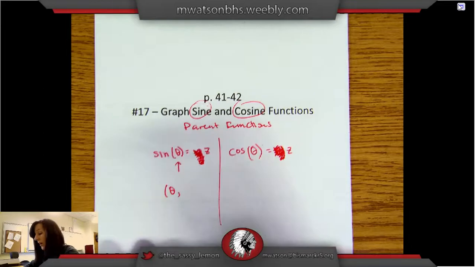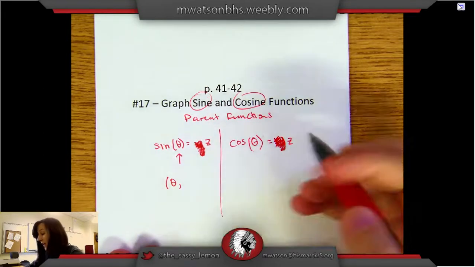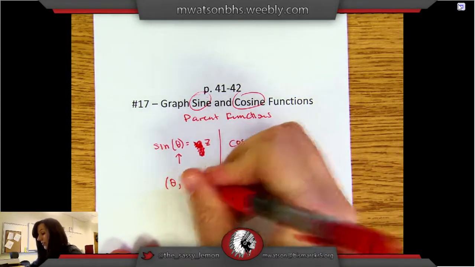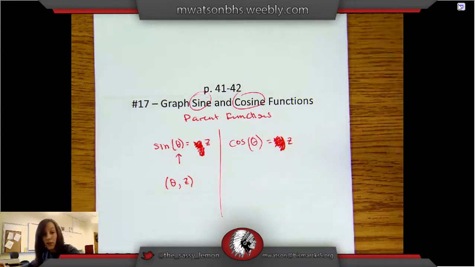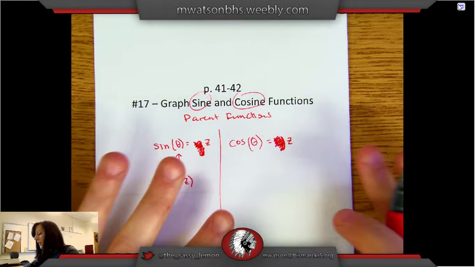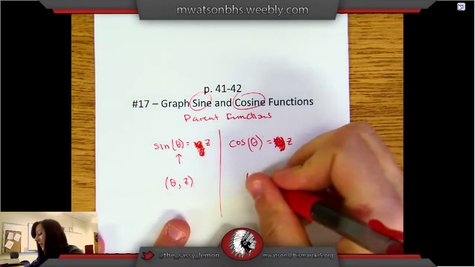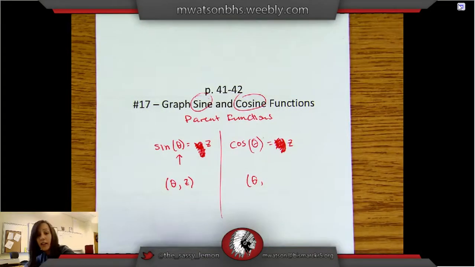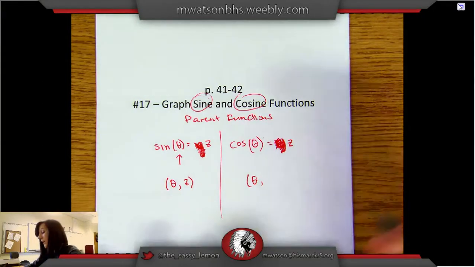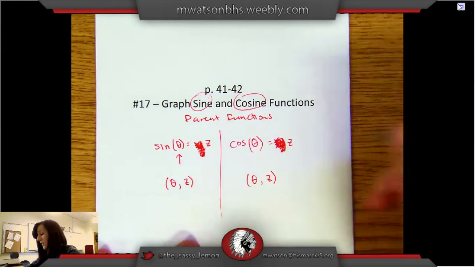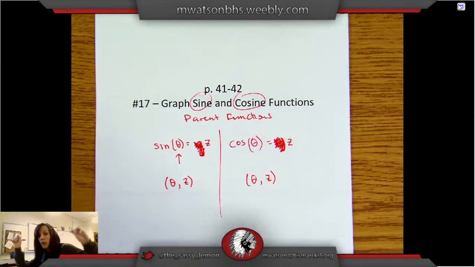Our input value is our theta, and our output value, like z, is just some number that comes out of it. And then we're going to graph those values. Same thing with cosine. We're going to have an input value for theta, whatever it could be, like pi over 2, pi, a radian measure, and then whatever we get out of it, that's our y coordinate, which we will call z, so we don't get confused, and then we'll just graph those.